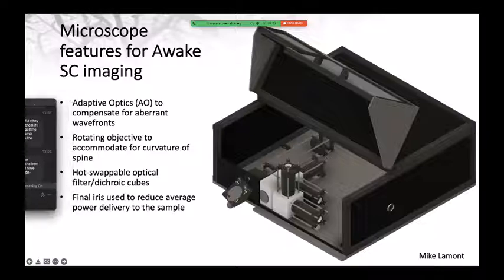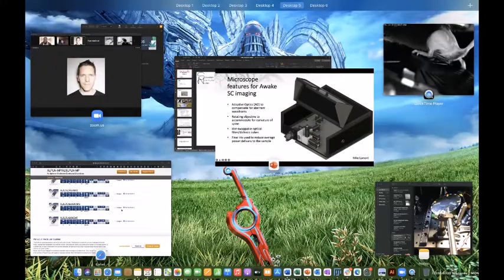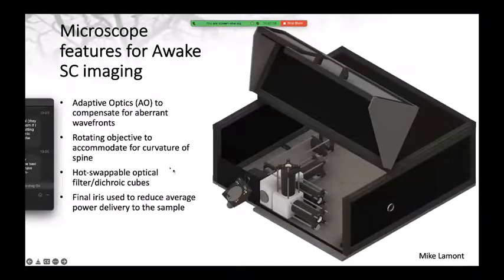All right. So this I showed before. Adaptive optics mainly requires a deformable mirror. I'm going to get to that. Because of the curvature of the mouse spinal cord, this was built by Mike Lamont, we have a rotating objective, and that enables us to image while the mouse is able to run comfortably.